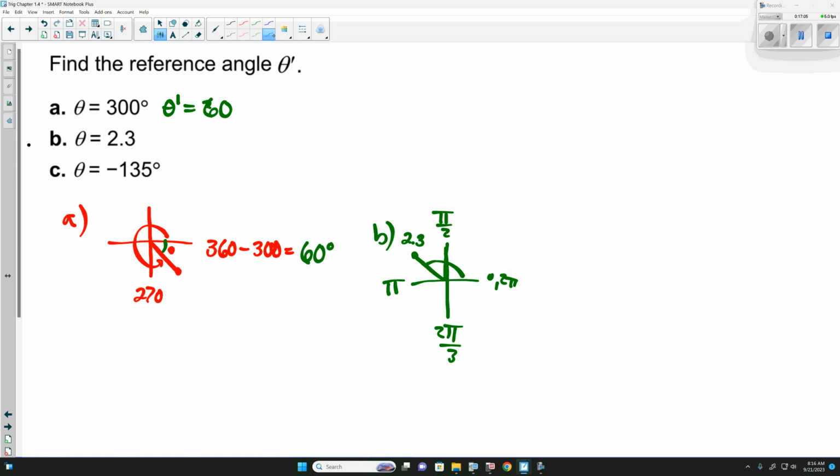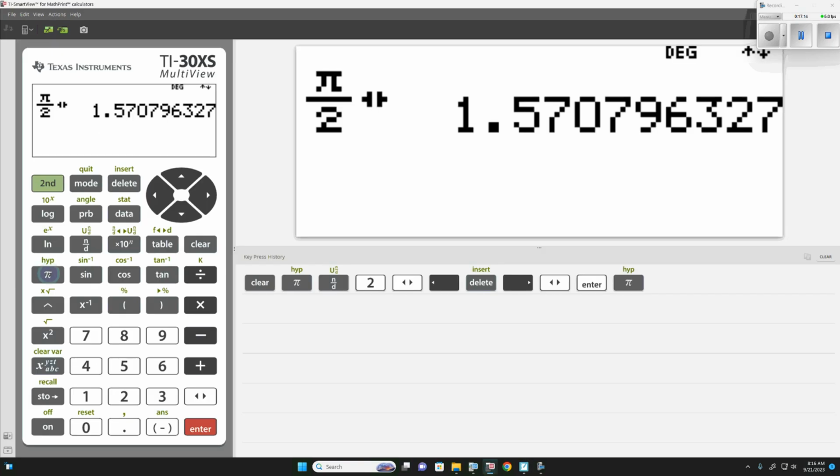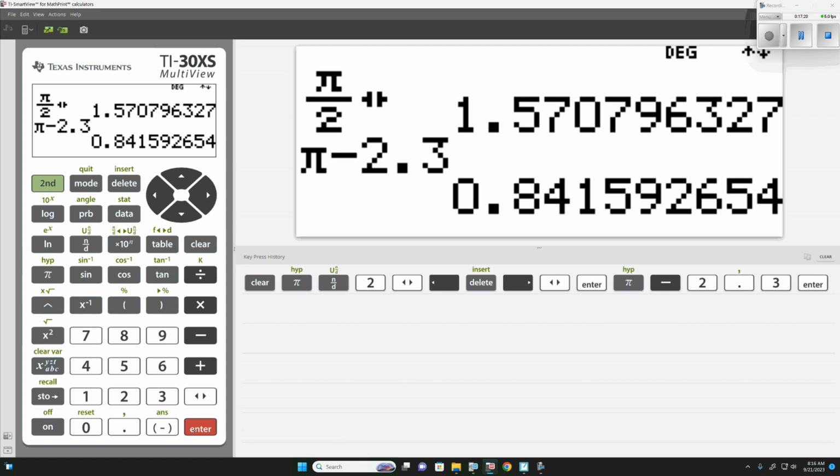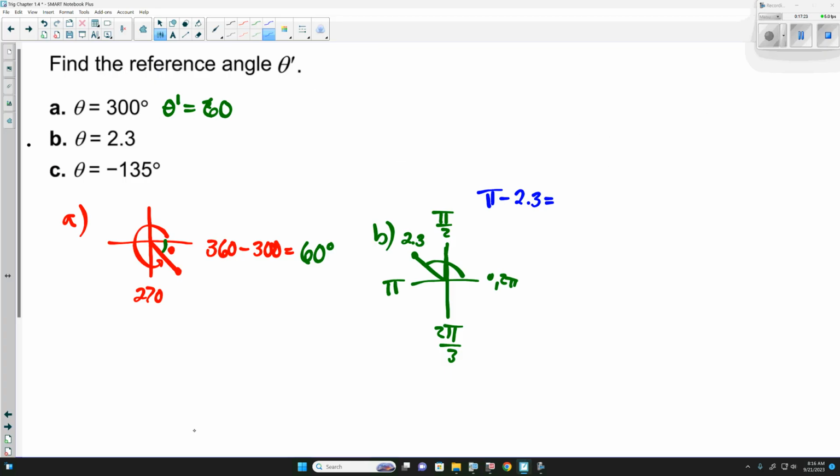So to find it, we're going to take pi and subtract 2.3 from it to get our angle. We can grab a calculator, say pi minus 2.3, and we're going to have to round. 0.84. So our theta prime for this here is 0.84. Questions on this here?